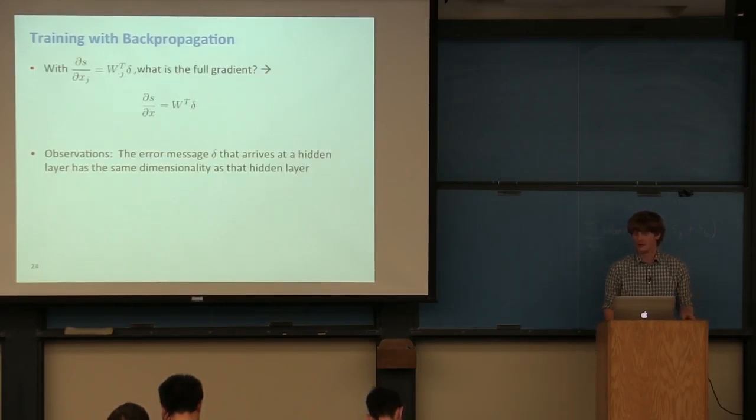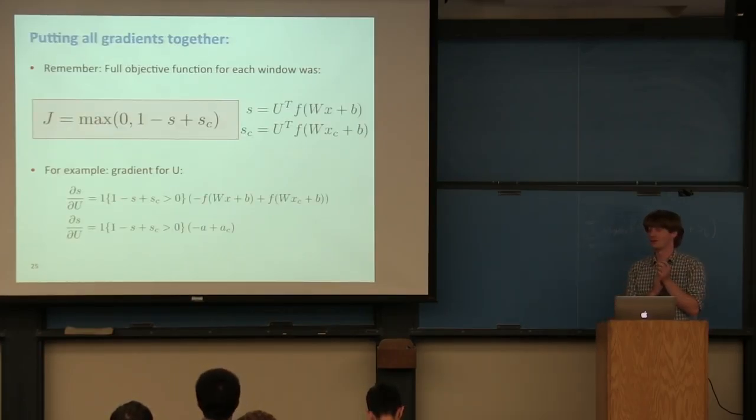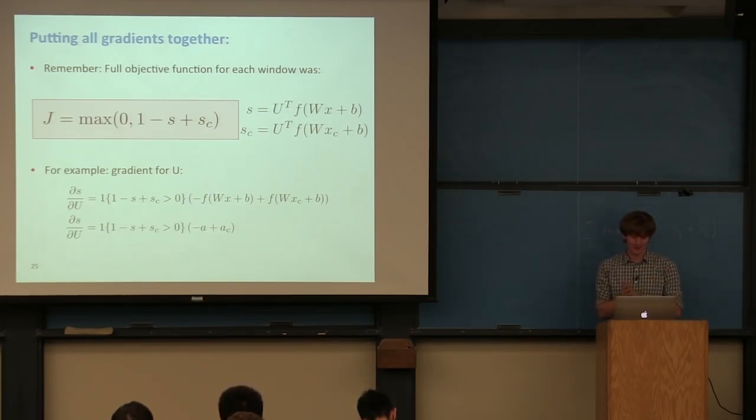All right, are there any questions so far? All right, so now let's put this all together, and then we can move on to a deeper neural network. We had our full objective function for a single window, and we can now write down all the gradients with respect to this objective function.